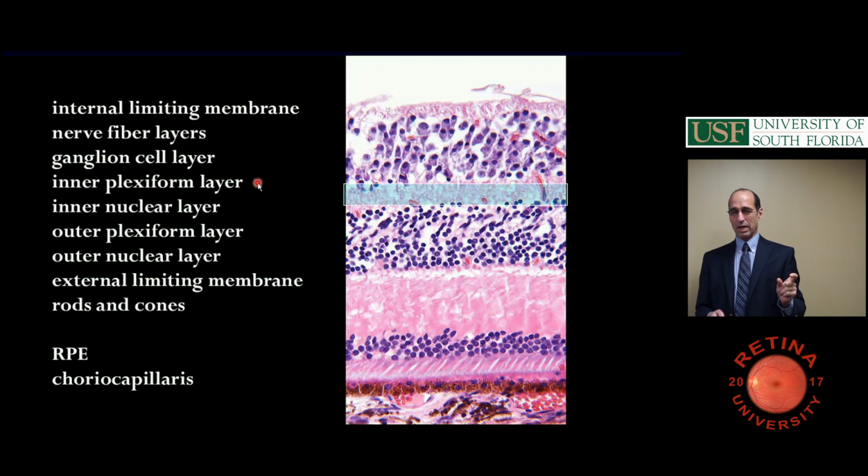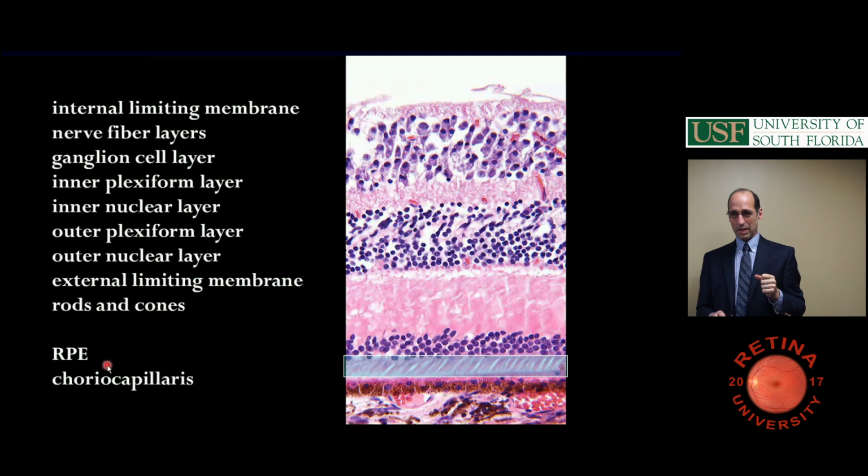And then the inner plexiform is your communication between the middle of the retina and the ganglion cells. The inner nuclear layer is all your intermediate neurons, which are horizontal cells and bipolar cells. And then the outer plexiform is the connection between the photoreceptors and the intermediate neurons, and then you've got the outer nuclear layer and the photoreceptors, the rods and cones.